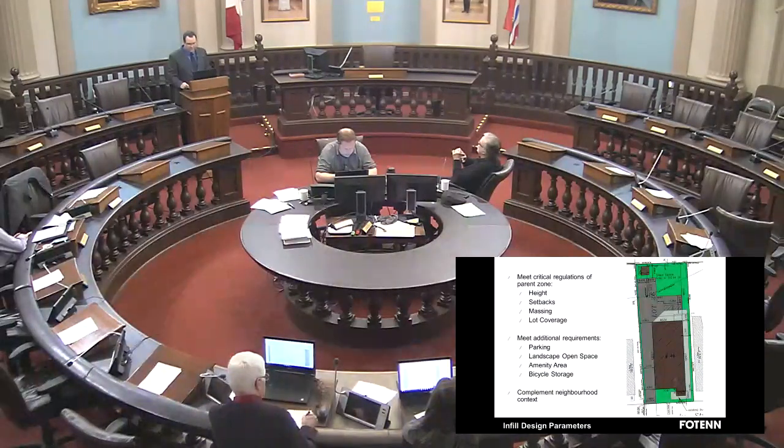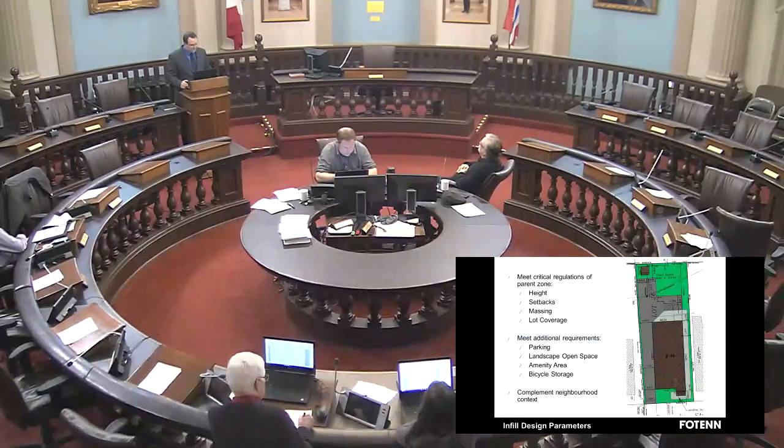So the proposal that's before this committee tonight meets the provisions of the A zone, with the exception of the fact we're requesting 3 units instead of 2. To give you an example, the way the front yard setback works in the A zone, buildings are supposed to be brought in line with buildings on either side.